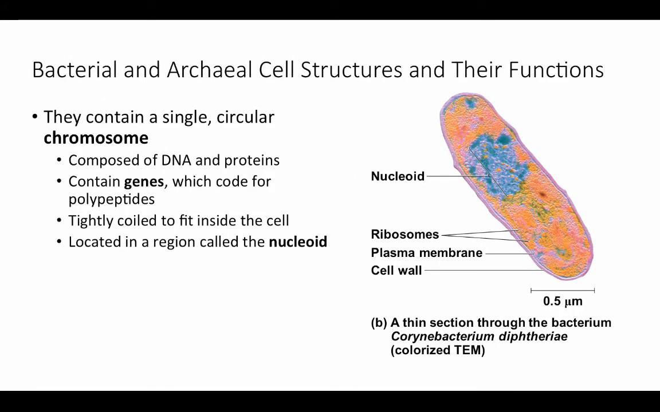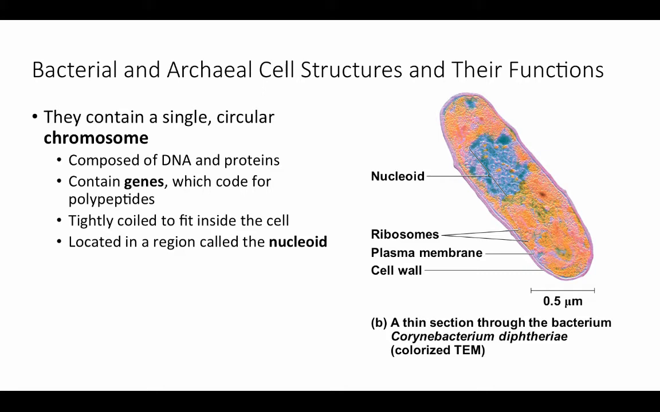So let's think a little bit about these prokaryotic cells first. So they contain a single circular chromosome. Again, a chromosome is a single DNA molecule, and that chromosome is composed of that one DNA molecule and associated proteins. The chromosome contains genes, which code for polypeptides, which we fold into active proteins. And the chromosome is very tightly coiled to fit inside the cell.